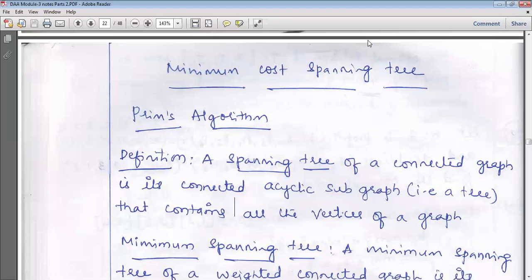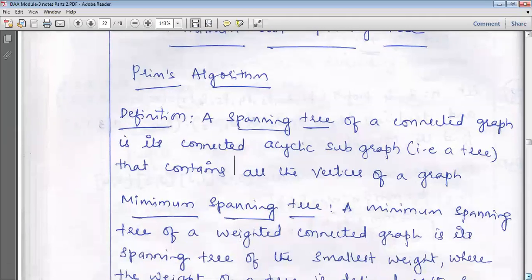What is this minimum spanning tree problem? It is the problem of finding a minimum spanning tree for a given weighted connected graph. So what we are going to do in this problem, we are going to find a minimum spanning tree for a given weighted connected graph. How does our Prim's algorithm work?